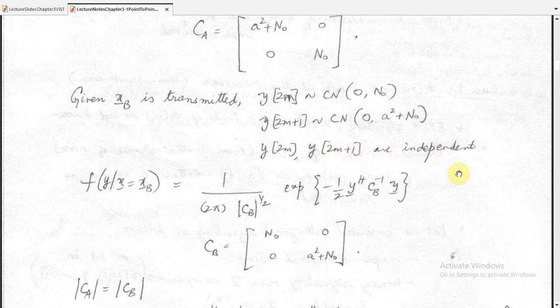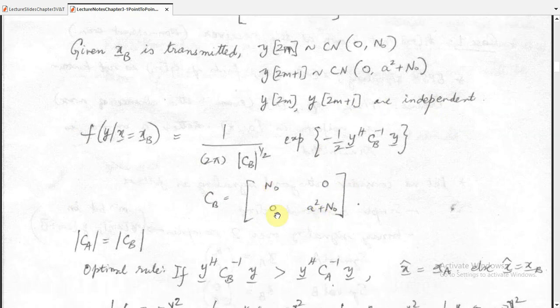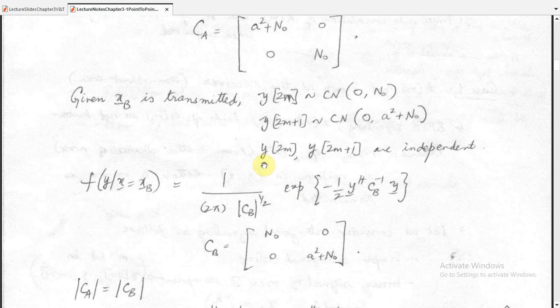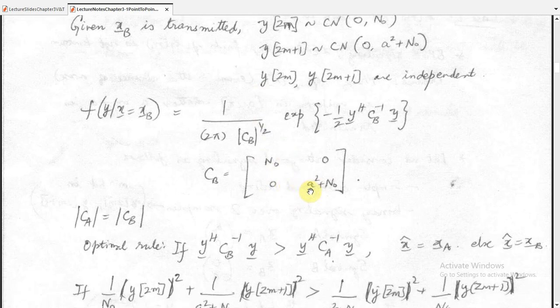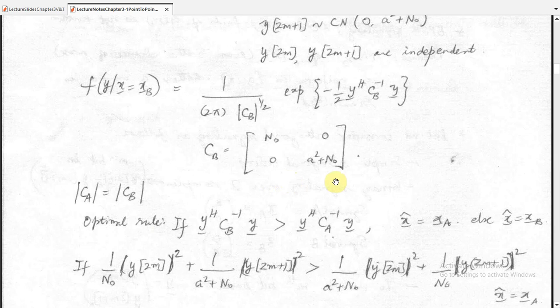y2m plus 1 are independent. The PDF is given as such, as shown in the equation. If we find the determinant of both CA and CB, as it is a matrix, both the values of the determinants of CA and CB would be equal.